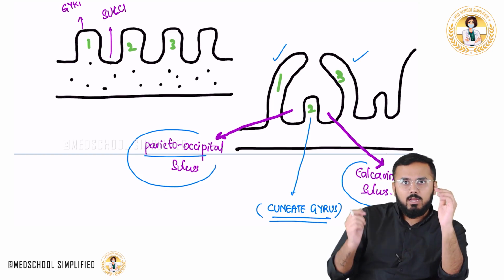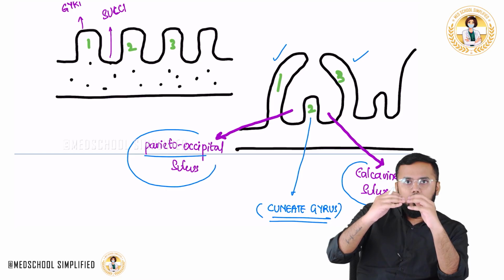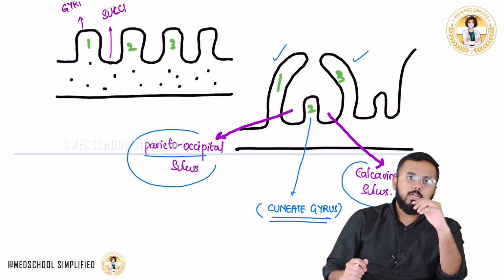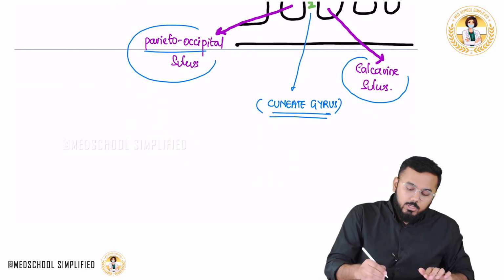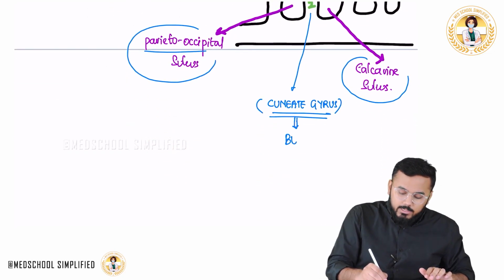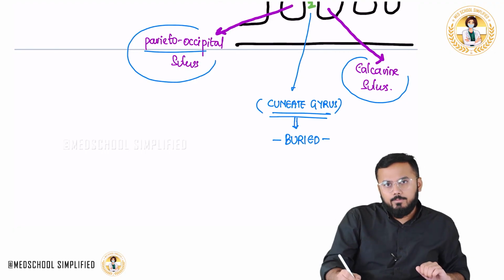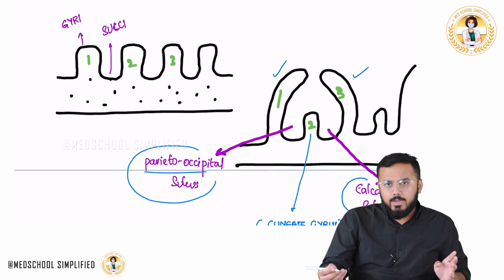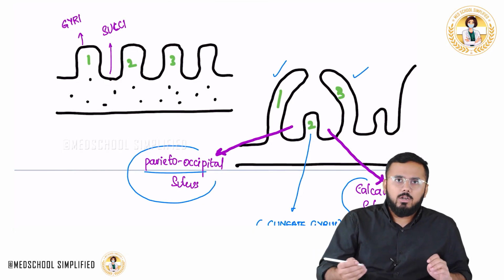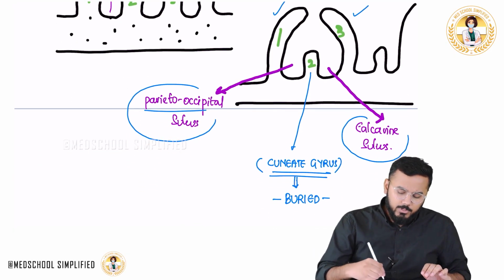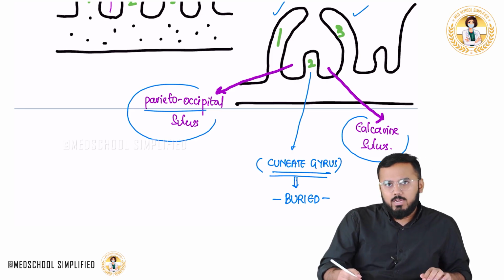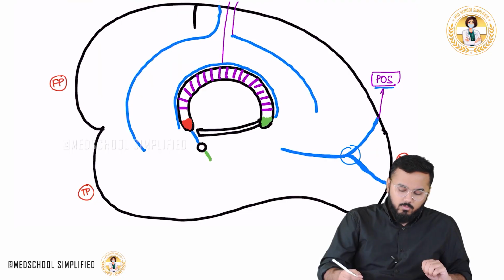Okay, so gyrus number 1 and gyrus number 3 have overlap. Because of this overlapping, you cannot see the gyrus which is located deep inside. So that is the reason why we say that cuneate gyrus is always buried inside. If they ask you why parieto-occipital sulcus and calcarine sulcus are not joined with each other, you have to tell it is because of cuneate gyrus. And where is cuneate gyrus? It is buried deep inside between gyrus number 1 and 3. Okay, so this is what I want you to know.